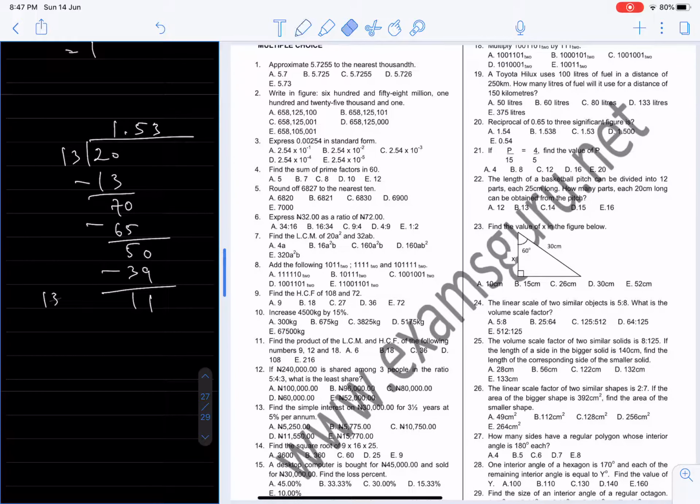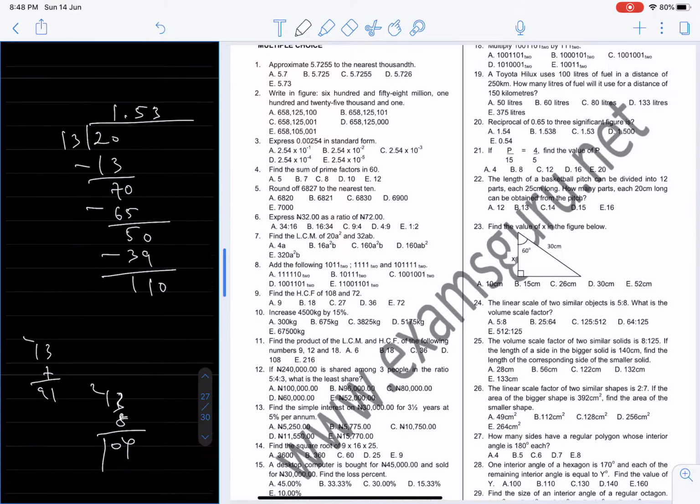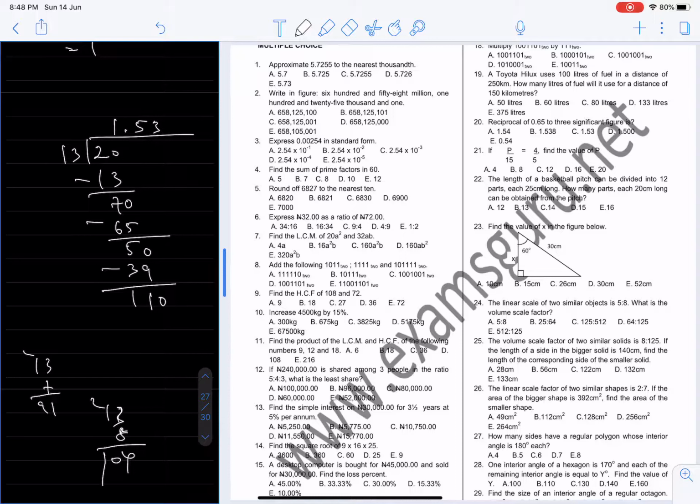13 in 11 is impossible. Add 0. 13 in 110, can we have up to 8? 13 times 8 is 104. We subtract to have 6.